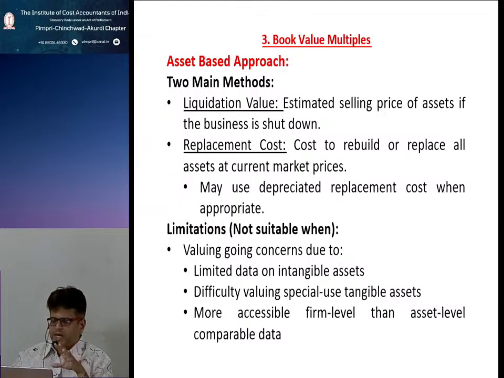However, the asset based approach has limitations. This asset based approach is not suitable when valuing going concerns due to limited data on intangible assets. Secondly, there is difficulty valuing special use tangible assets, and more accessible firm level than asset level comparable data. In these three cases, for valuing going concerns it's not suitable.